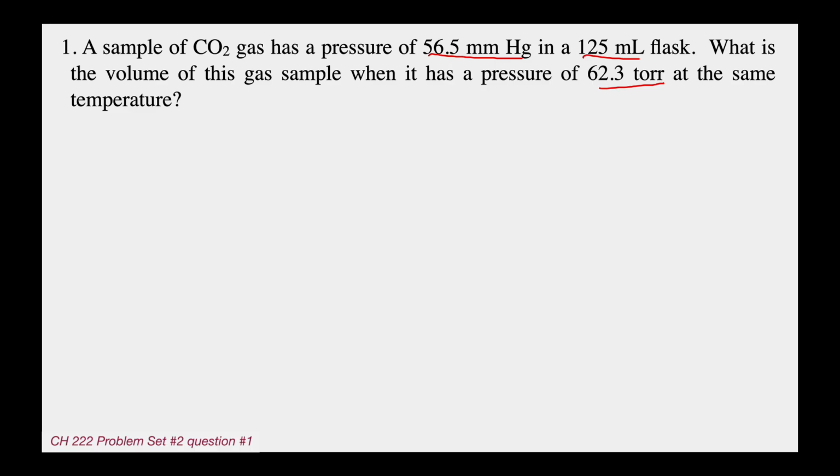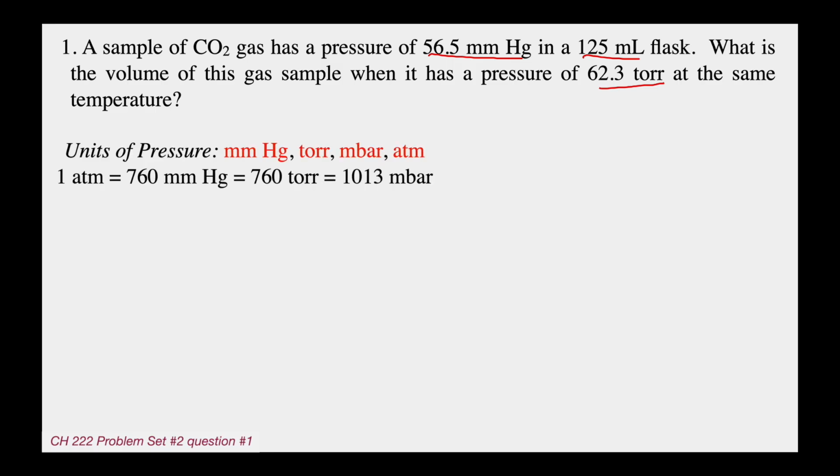Before we get into the problem, I just want to talk about the kind of units you're going to see. When it comes to pressures, there's lots of different kinds of pressure units, but the four that I really would like you to know are millimeter of mercury, torr, millibar, and atmosphere. And 1 atmosphere, which is the one we're going to use for most of the calculations, equals 760 millimeters of mercury and 760 torr. So notice that a millimeter of mercury and a torr are the same thing. So when it says 62.3 torr up there, you can just rewrite that as 62.3 millimeters of mercury.